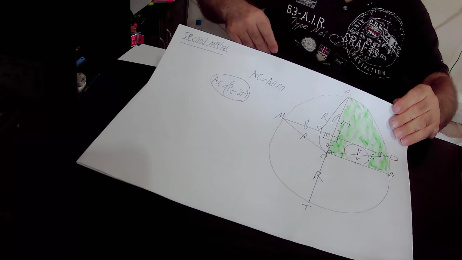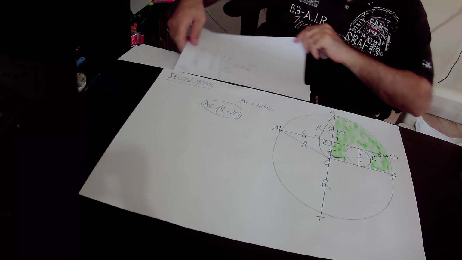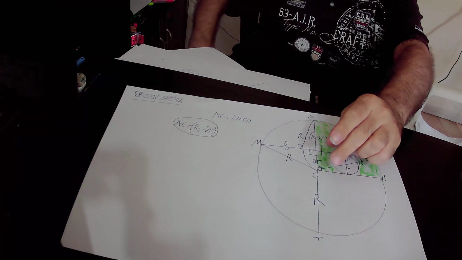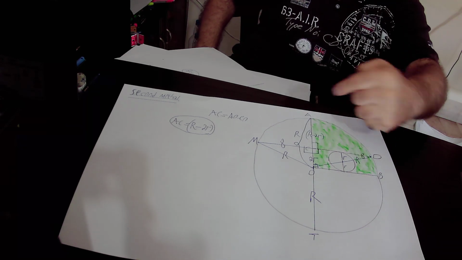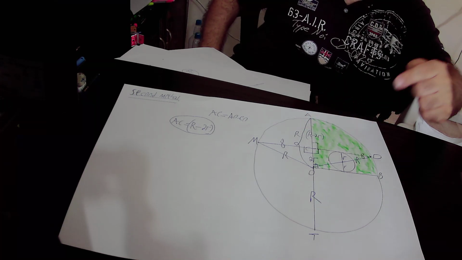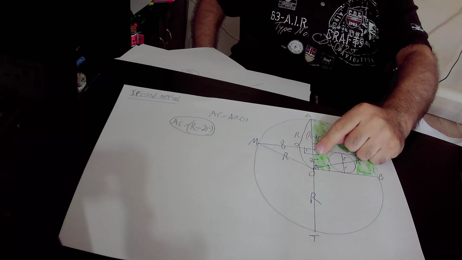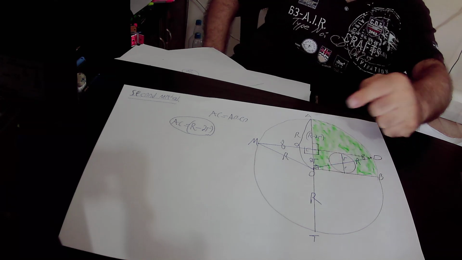In the second method, we use the following things that we have already found out in the first method. That is to say, we already found out that CO equals 2R. AO is the radius of the quarter circle, which is equal to capital R. This angle equals 90 degrees and this angle also equals 90 degrees. But what is the value of AC?